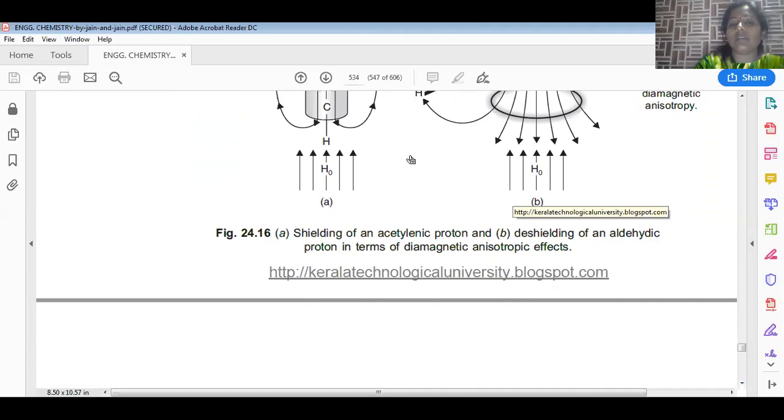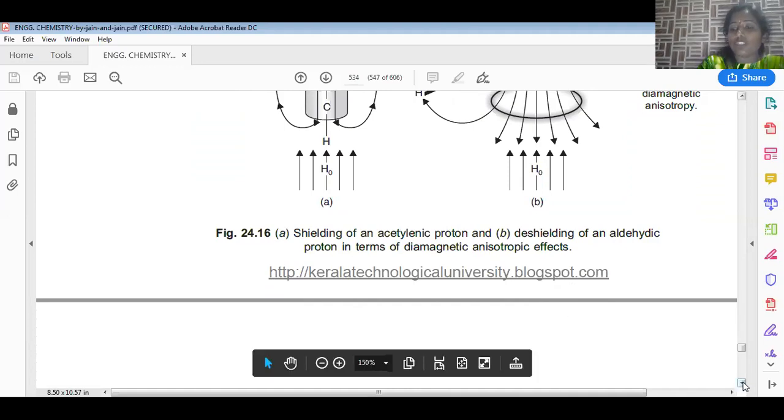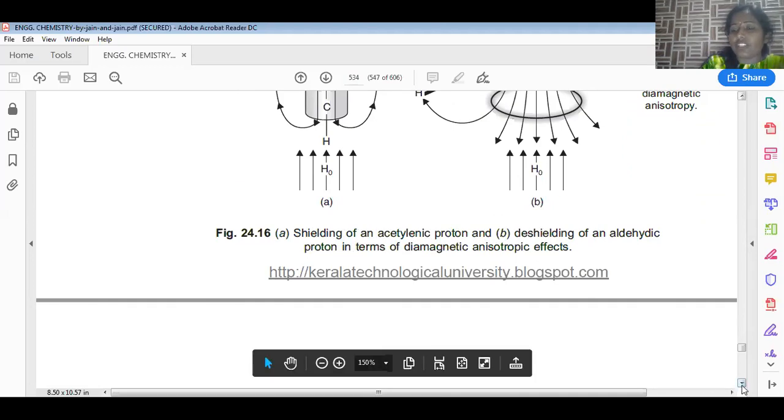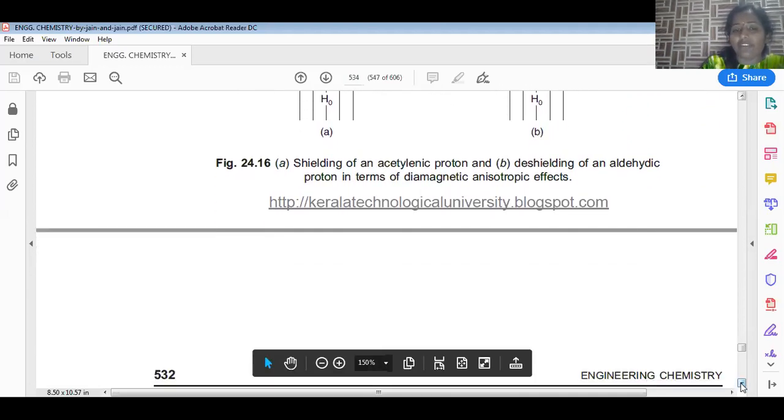Anisotropic effect is nothing but by changing the orientation, their shielding and deshielding effects are changed, so that signal position is also entirely changed. Acetylene will give signal at 2.5, whereas aldehyde gives signal at 9 to 10 ppm. This is because acetylene experiences shielding effect because of its vertical orientation, whereas aldehyde experiences deshielding effect because of its orientation. This is called anisotropic effect.